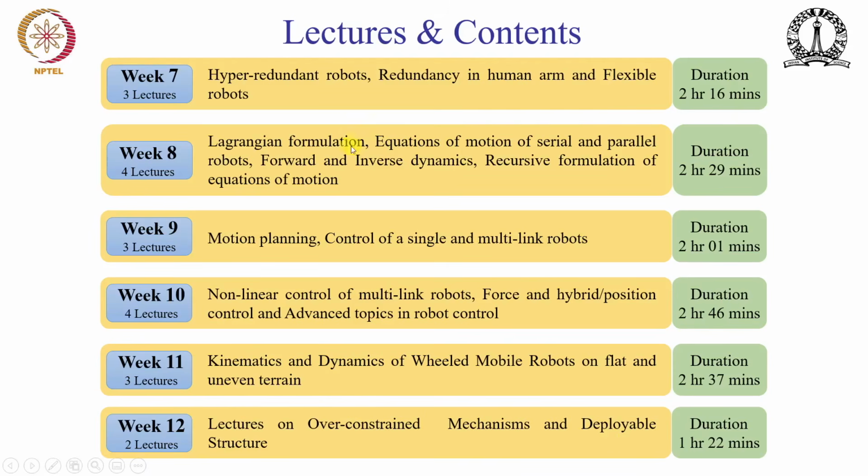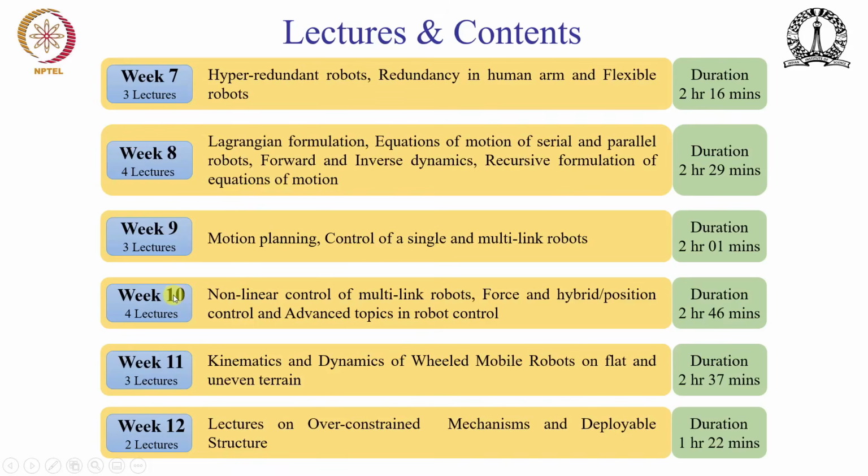In week 7, we study hyper-redundant robots, redundancy in human arm, and flexible robots. In week 8, there are 4 lectures dealing with Lagrangian formulation, equations of motion of serial and parallel robots, forward and inverse dynamics of robots, and recursive formulation of the equations of motion of a robot.